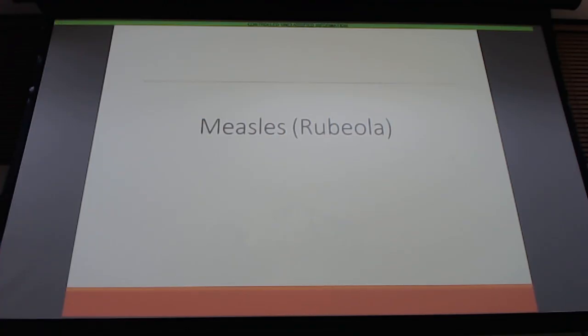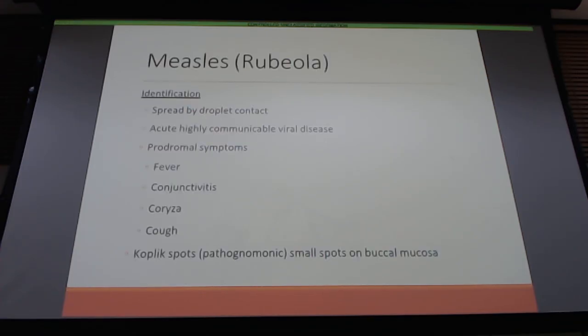Okay. Now, this is also known as rubeola. So make sure you guys remember the other name of what measles is. Alright? Don't start getting confused with rubella. Alright, so here are some. Okay, spread by droplet contact. Highly communicable. That means it's very infectious. Like I said, once it gets to your macrophages and dendritic cells, it becomes systemic.